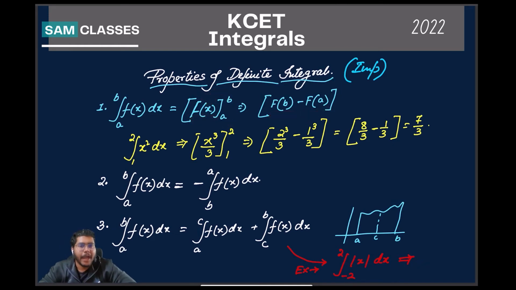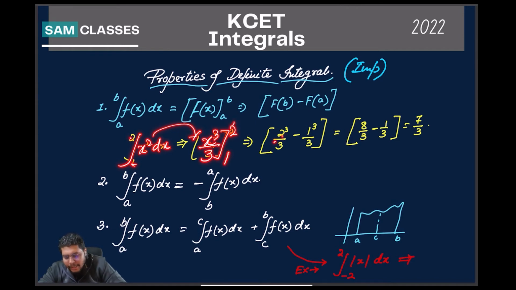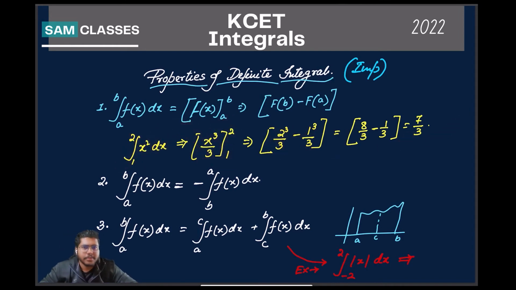Now let's say I have to integrate x square dx from 1 to 2. So the integration of x square is what? x cube by 3, and then limits 1 to 2. So what do we do? First we put the higher limit, that is 2 cube by 3, minus the lower limit, 1 cube by 3. So we'll get 8 by 3 minus 1 by 3. The answer is 7 by 3. That is damn simple. Clear? Everybody got it?